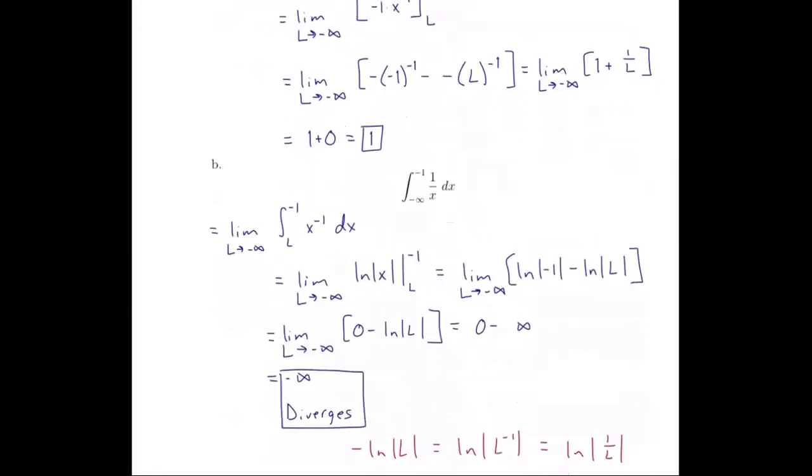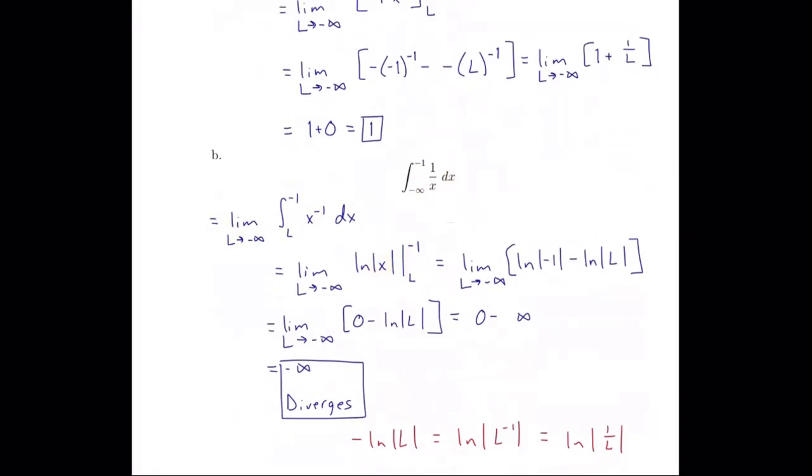Okay, so another one, same limits of integration, negative infinity to negative 1. We have 1 over x dx. And this is, again, immediately we pull that negative infinity out, swap it for an L, take the limit as L goes to negative infinity. So now we proceed as we normally would. The antiderivative of x to the negative 1 is natural log of x, and evaluate along our limits of integration from L to negative 1.